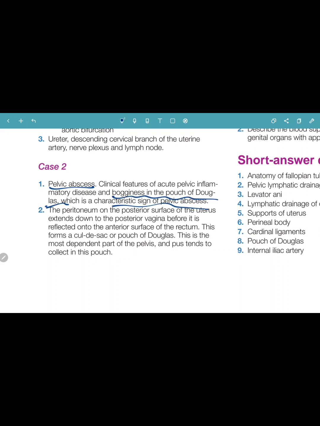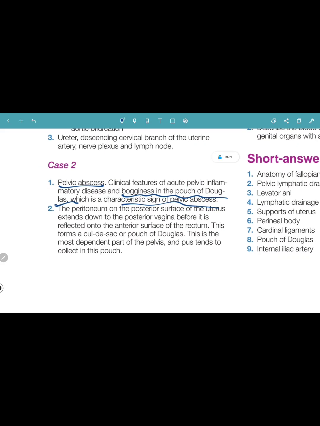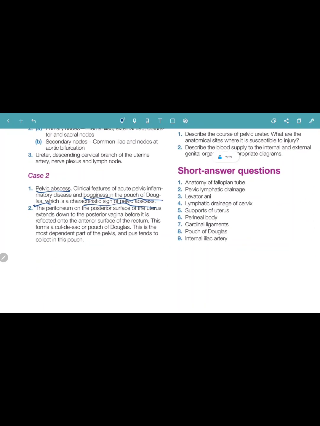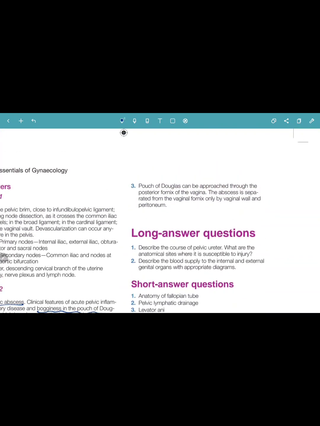The peritoneum on the posterior surface of the uterus extends down to the anterior surface of the rectum. This forms the cul-de-sac or the pouch of Douglas. So this is the most dependent part of the pelvis, and the pus tends to collect in this pouch. Pouch of Douglas can be approached through the posterior fornix of the vagina. Okay, so the abscess is separated from the vaginal fornix only by vaginal wall and peritoneum.